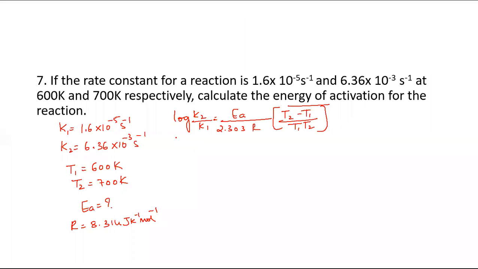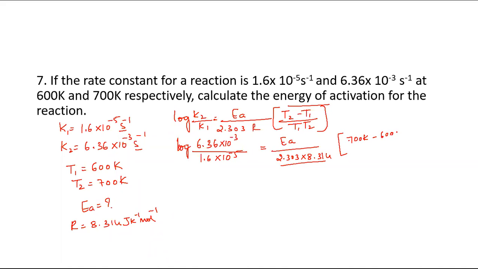So log K2 is 6.36 into 10 to the power of minus 3. Since the units are the same, they get cancelled. 1.6 into 10 to the power of minus 5 is equal to EA as it is. This is 2.303. See, this value will be the same, that is 19.147. Since these are constant values, you will always get 19.147. Temperature is, the final 700 Kelvin minus 600 Kelvin divided by 600 Kelvin into 700 Kelvin.